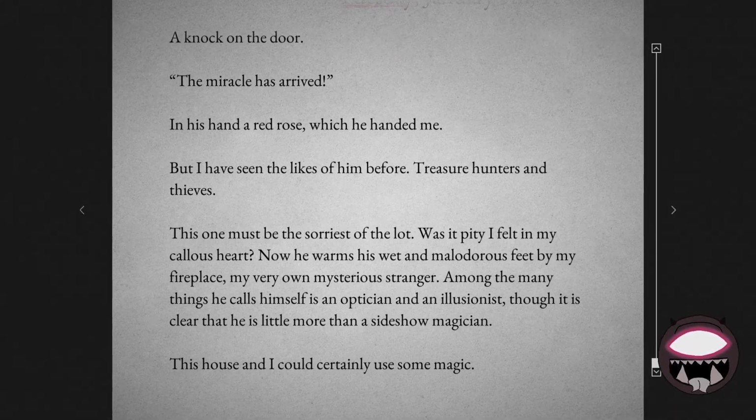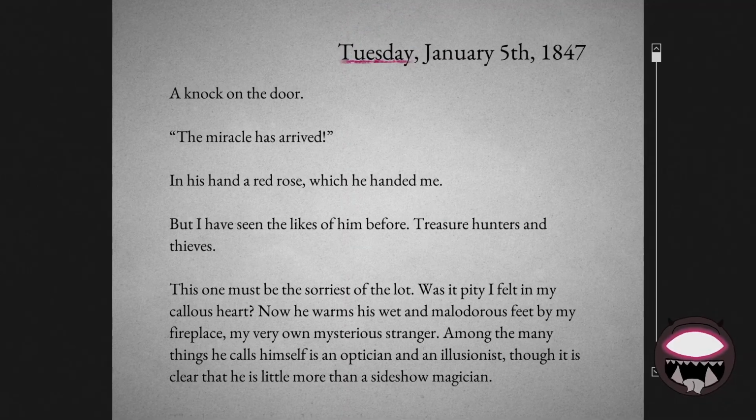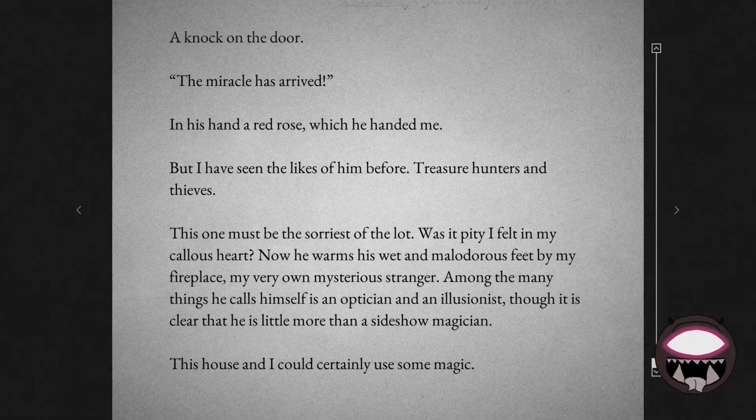A knock on the door. The miracle has arrived. In his hand a red rose, which he handed to me. But I've seen his likes before. Treasure hunters and thieves. This one must be the sorriest of the lot. Was it pity I felt in my callous heart? Now he warms his wet and malodorous feet by my fireplace, my very own mysterious stranger.